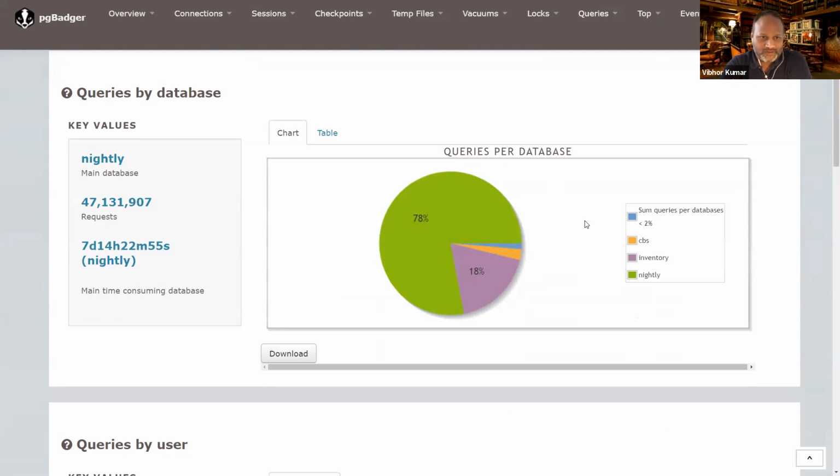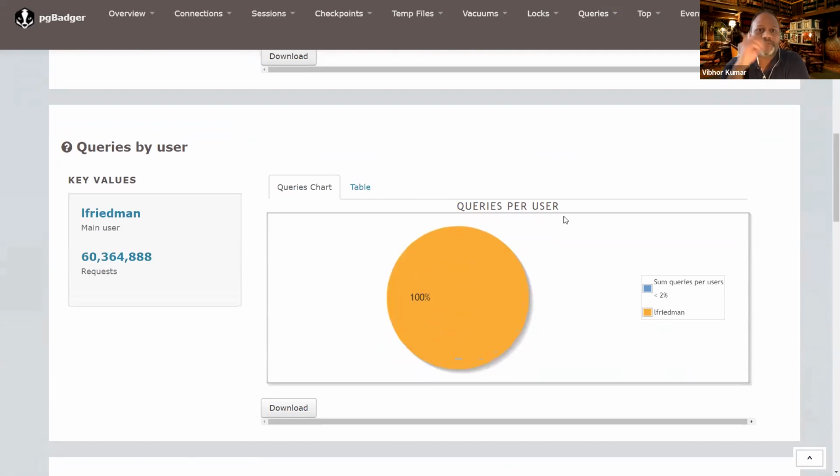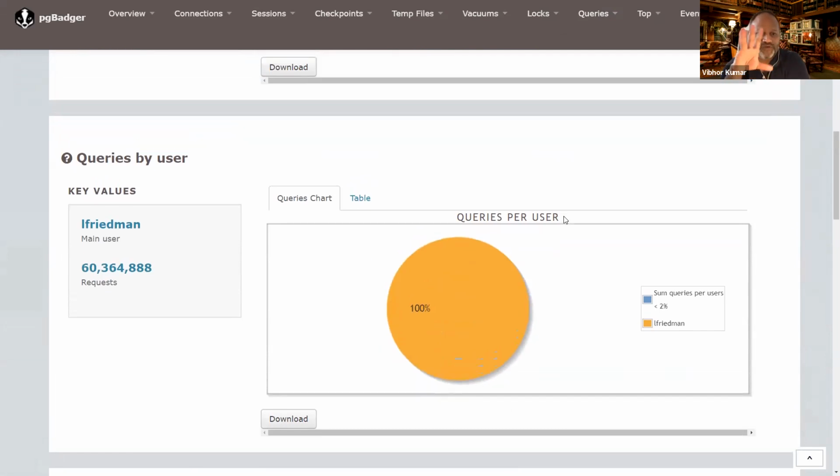So this is very interesting. It also gives you the information about queries by user, the number of queries coming to the user. When you look at these queries, you will know exactly how many connections and queries are coming from a specific user. It only gives you the information about the performance of the queries.